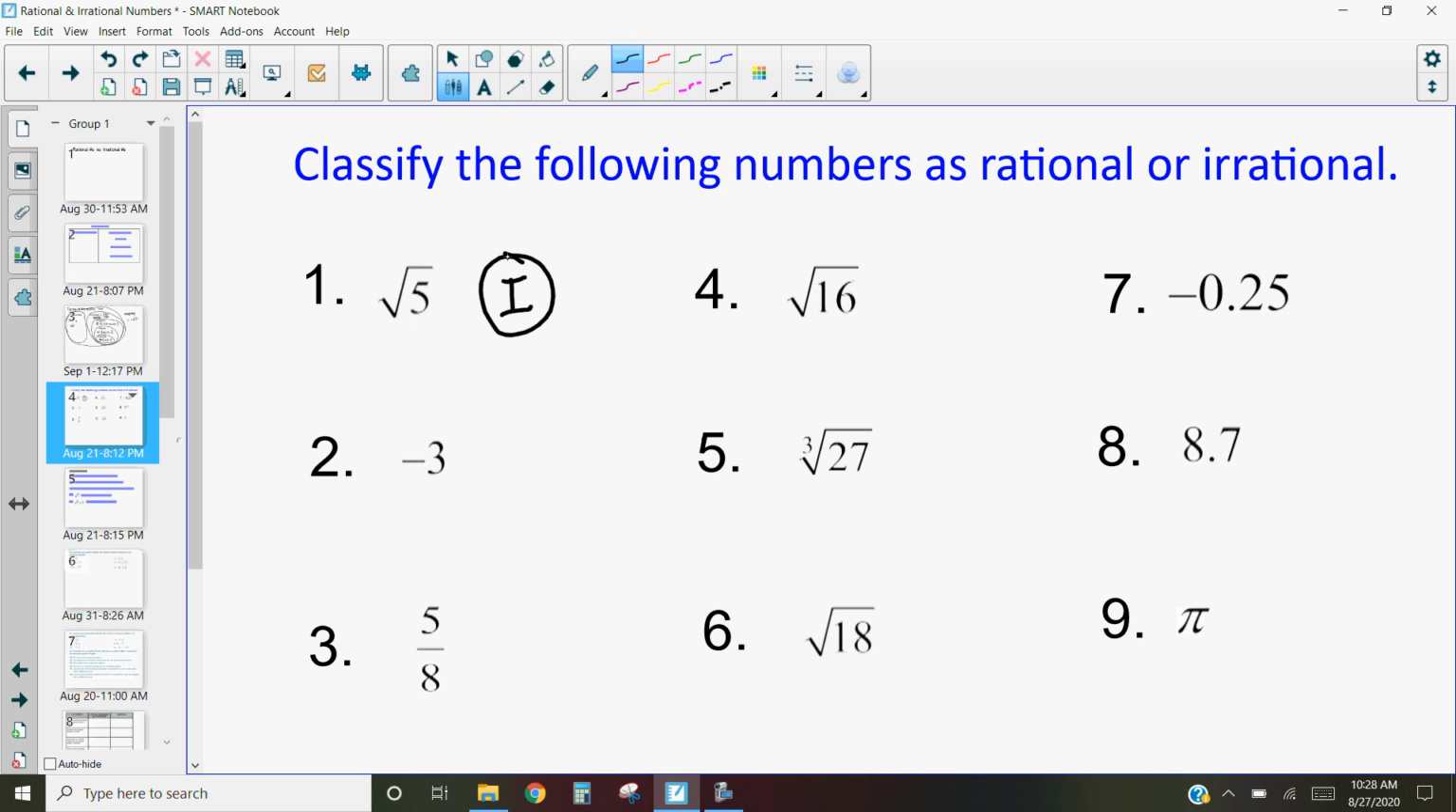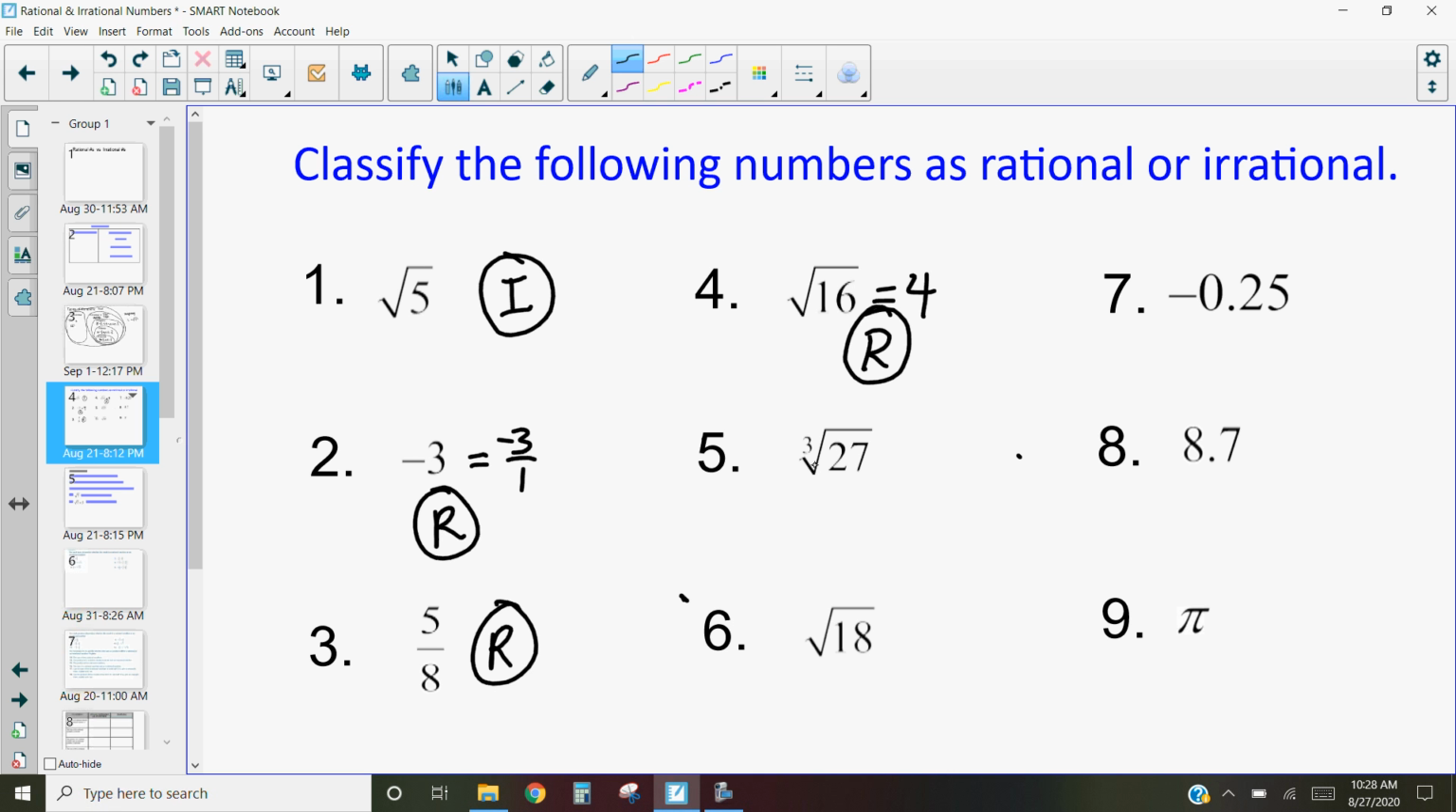So let's look at -3. Well, -3, I could write that as a fraction of -3/1. So that one is rational. 5/8, that's already written as a fraction, so I know it's going to be rational. Square root of 16, if I do that in my calculator, I'm going to get 4. Now 4 is an integer, so I know that this is rational here.